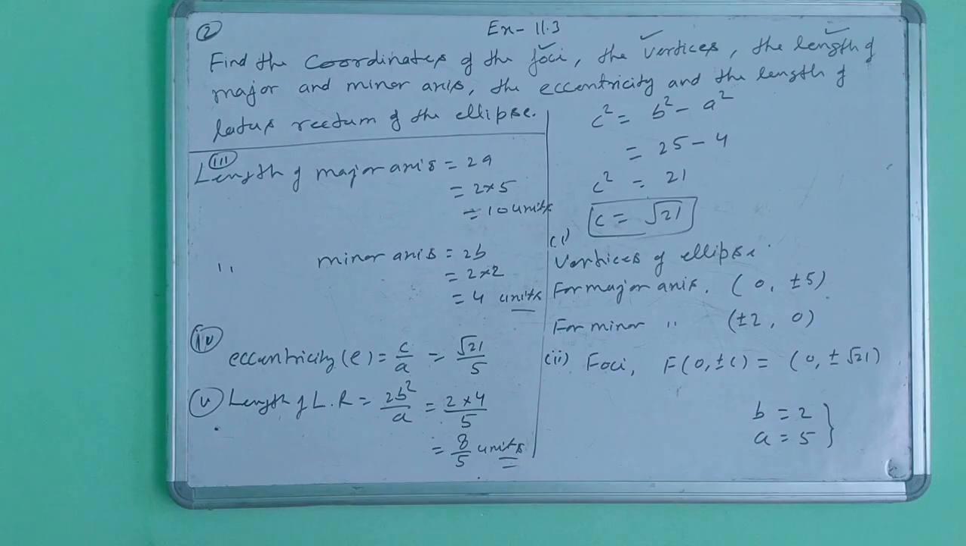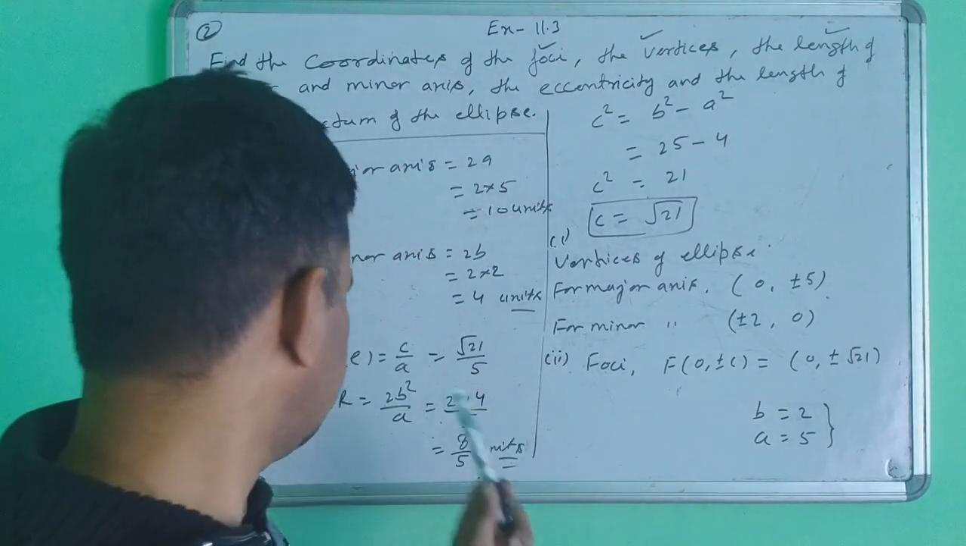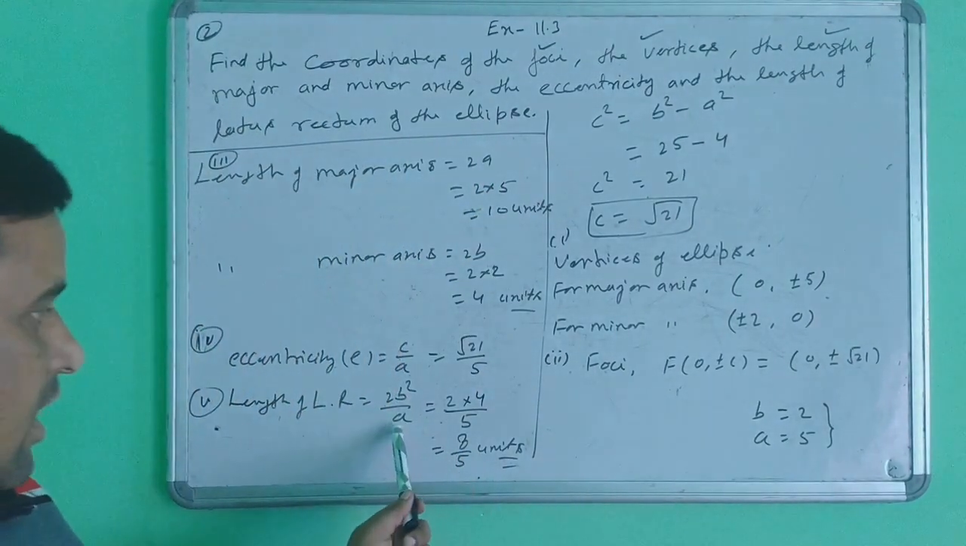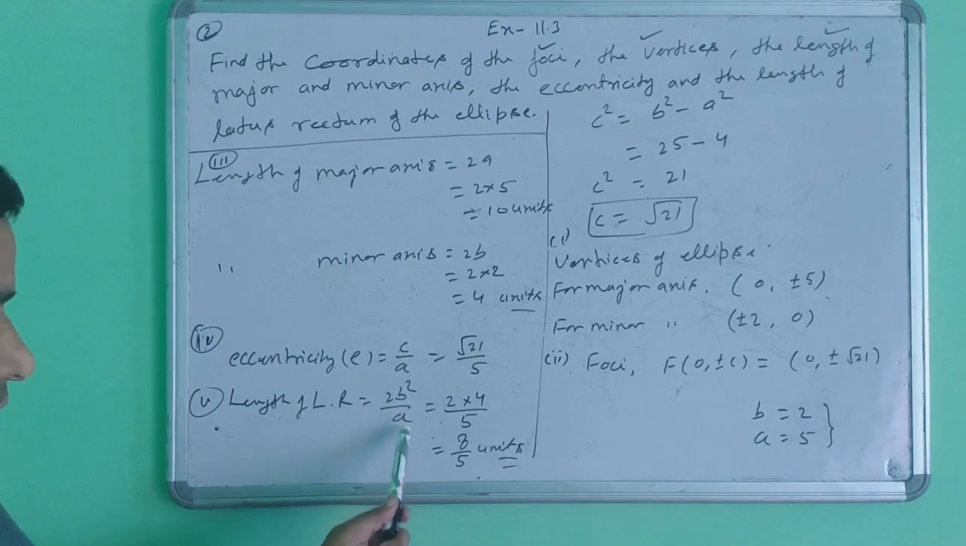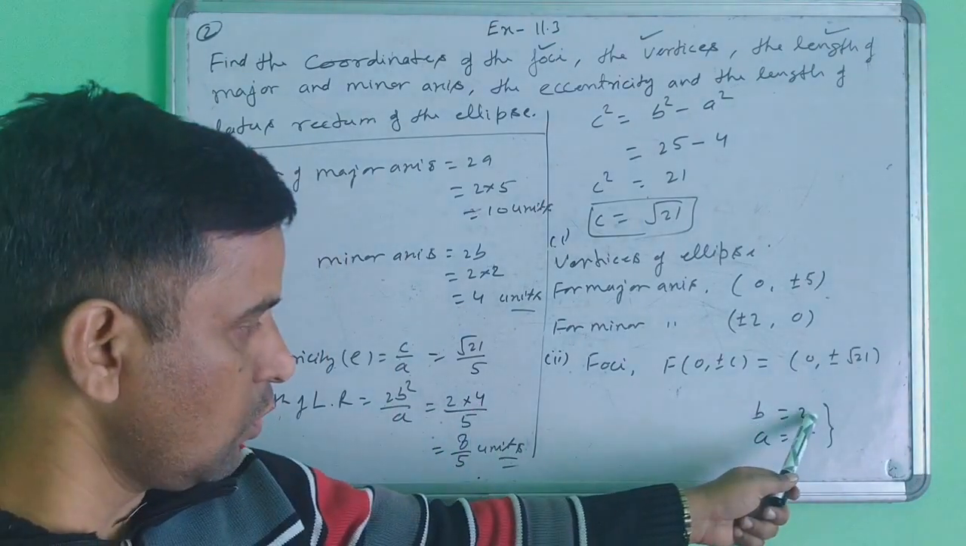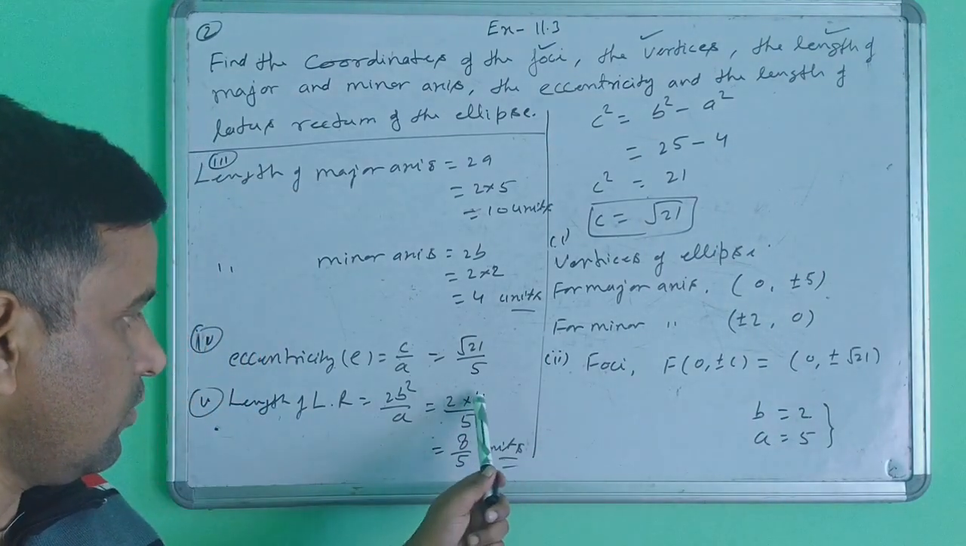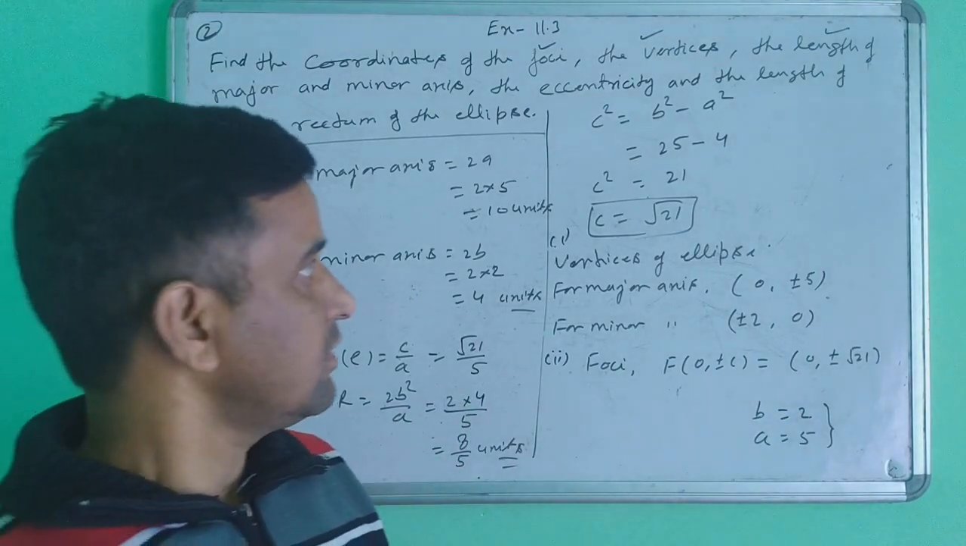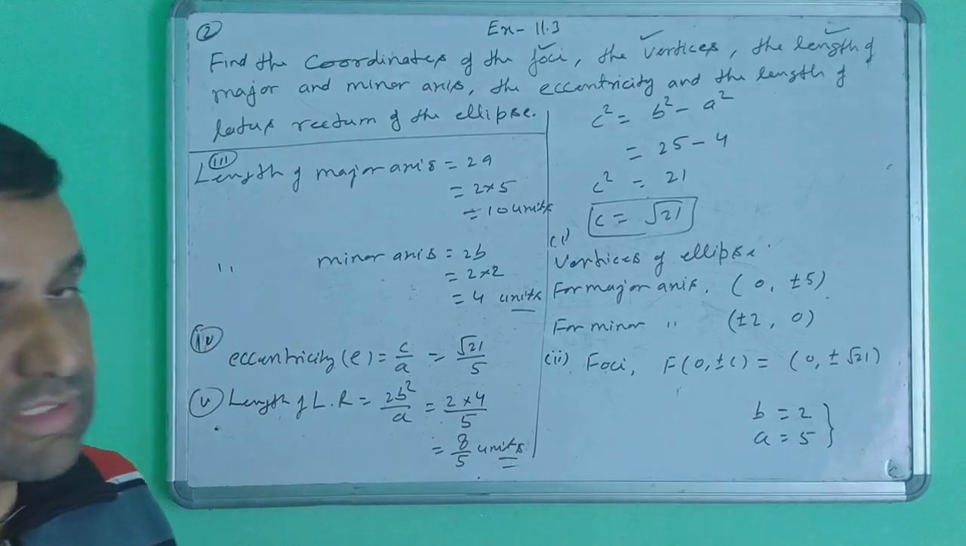The length of the latus rectum of the ellipse is given by the identity 2b square upon a. Putting the value of b square, where the value of b is 2 and a is 5, so 2 times 4 is 8 upon 5 units. So this is your solution of the second question.